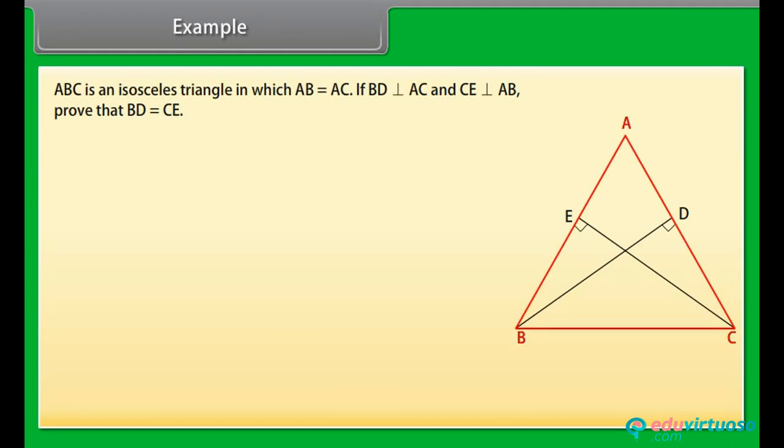ABC is an isosceles triangle in which AB is equal to AC. If BD is perpendicular on AC and CE is perpendicular on AB, prove that BD is equal to CE.